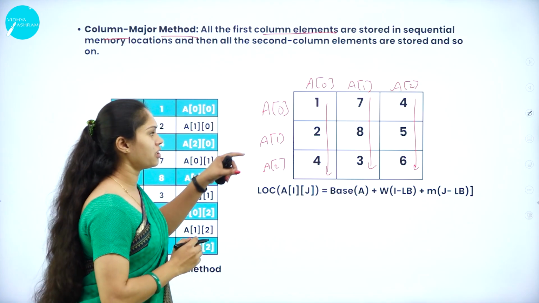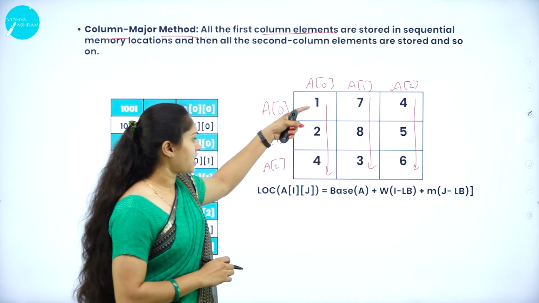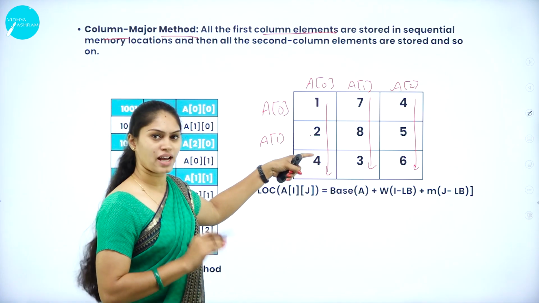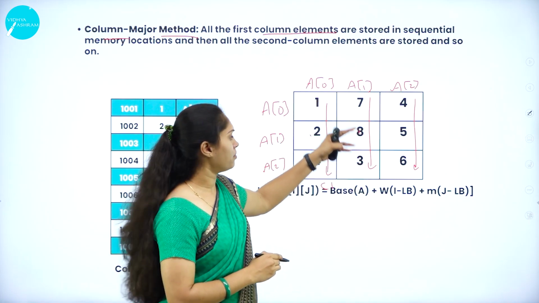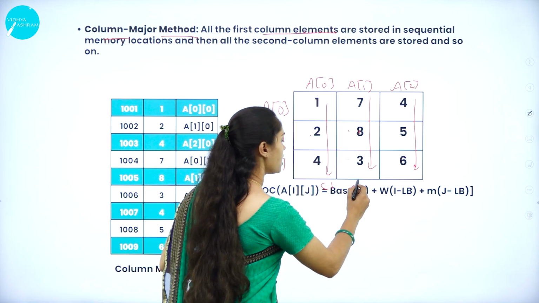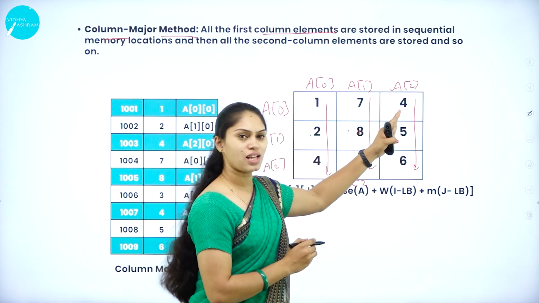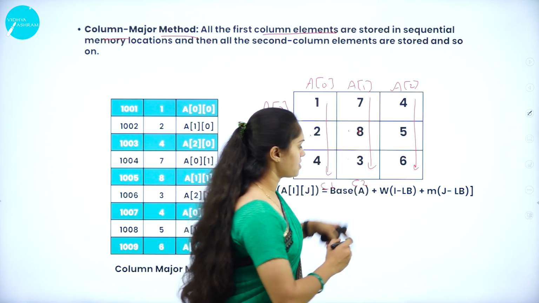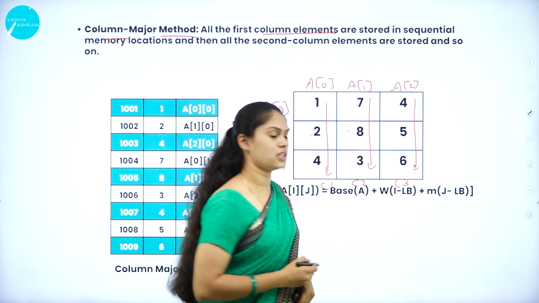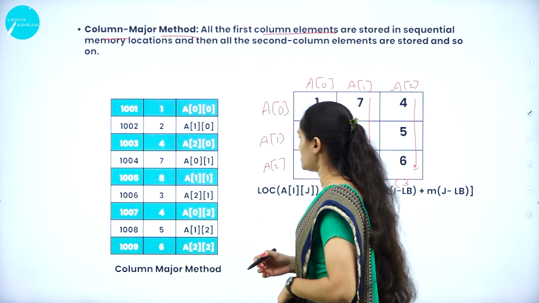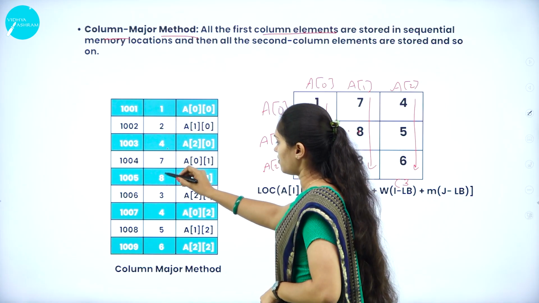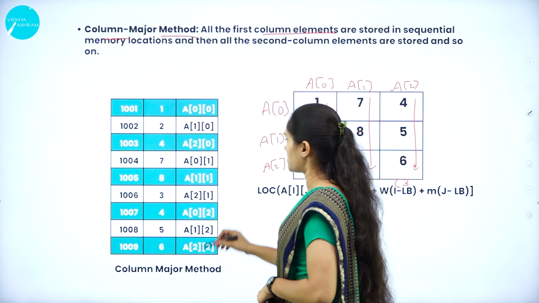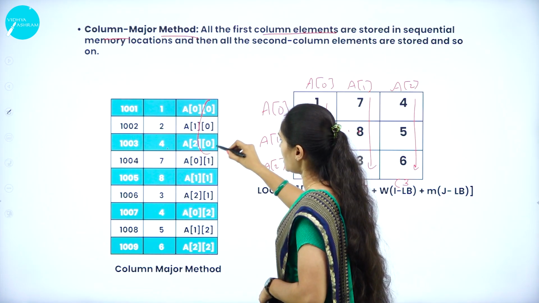How am I going to store the values of this one? First I am going to store 1, 2, 4. I am done with what? Column 1. Next I will move to the next column, that is 7, 8, 3. That is column 2. Next I will move to the last one, that is 4, 5, 6. That is column 3. So in the same way, the elements are going to be stored. That is 1, 2, 4 and 7, 8, 3, 4, 5, 6. So this represents the column.